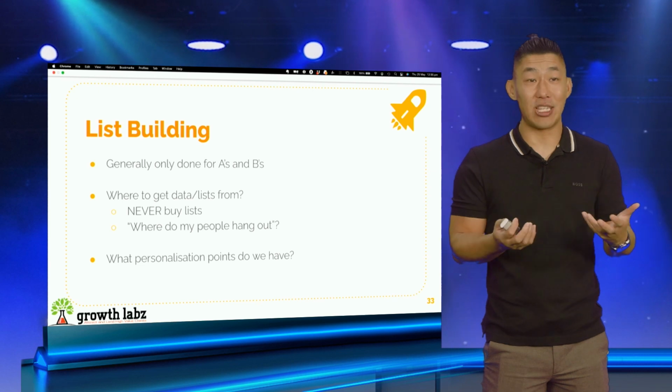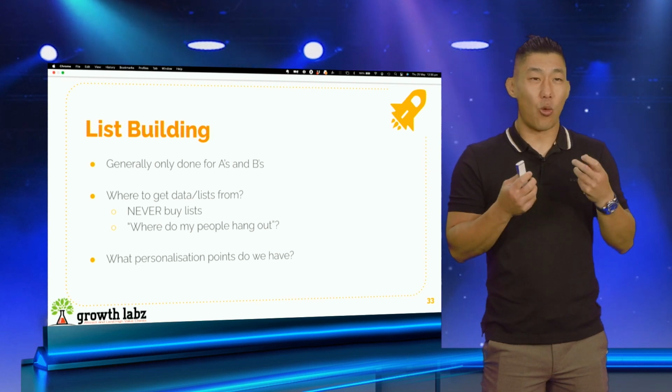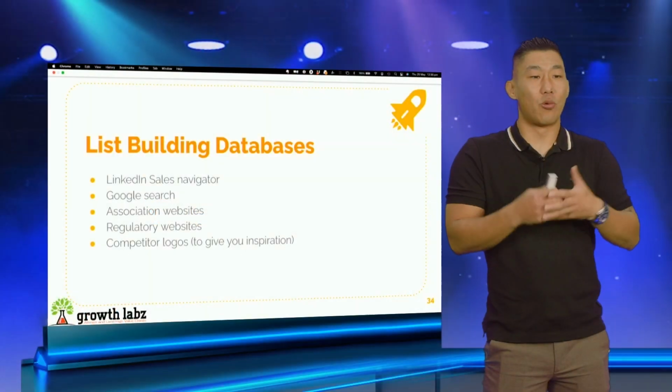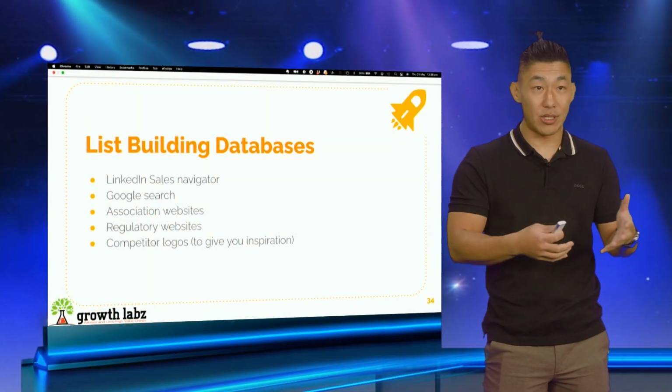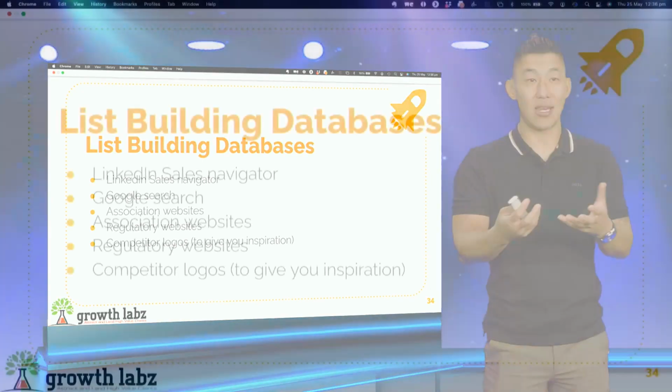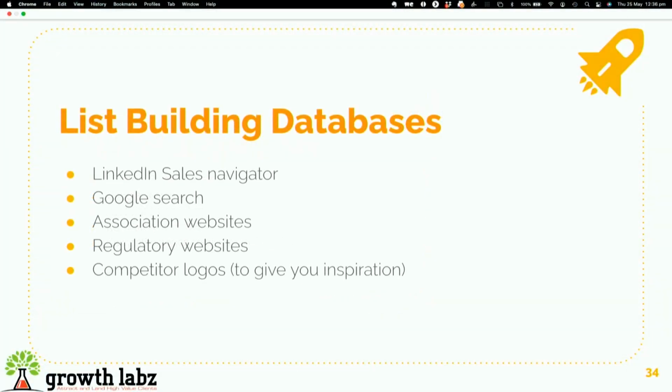The way I think about list building is I answer the question: where do my people hang out? What forums, what areas, what groups on LinkedIn, what associations? Where are my people hanging out that I can really easily go to and find the right answer for them there? Here is the list that we look at: LinkedIn Sales Navigator, Google searches, association websites, regulatory websites, and competitor logos, just for inspiration as well.